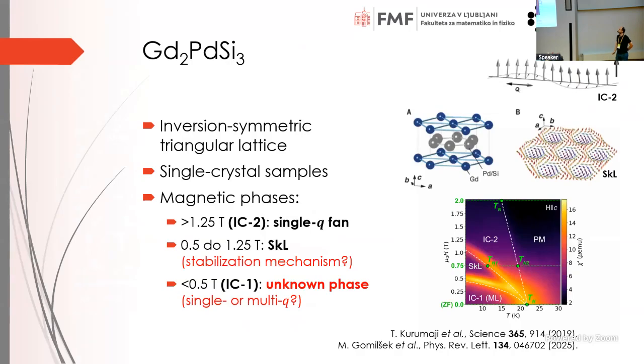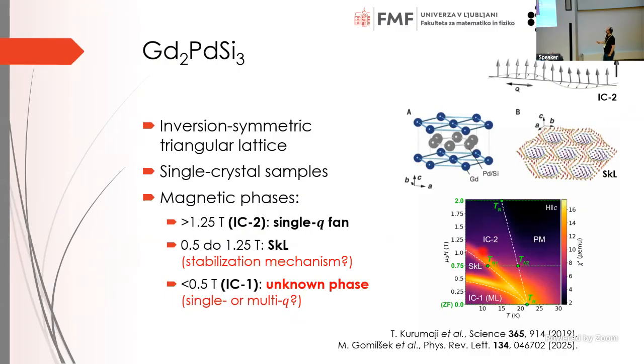So we were studying the first centrosymmetric skyrmion material that was found, gadolinium palladium silicide. It has an inversion symmetric triangular lattice. We synthesized single crystal samples of this with our colleagues in Warwick University. And then, this is the phase diagram that one gets for this.